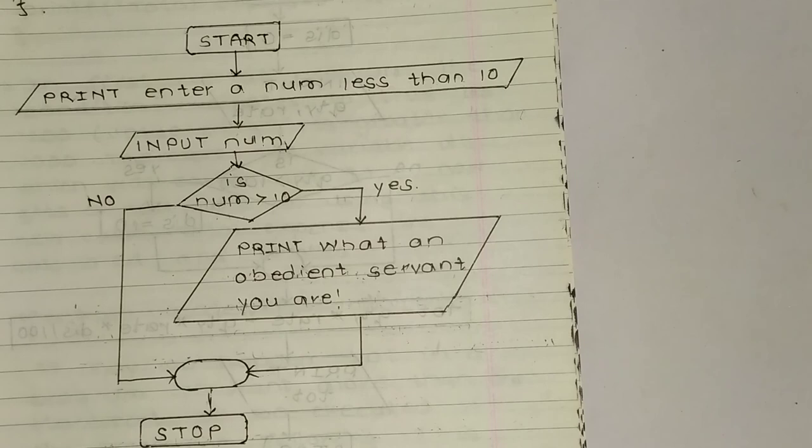Now we are checking if it is yes or no. So if it is yes, we are printing "What an obedient servant you are". That means you have entered a correct number. So that is what we are printing. And if no, then we are stopping this program. So this was the flowchart of the demonstration of if statement.